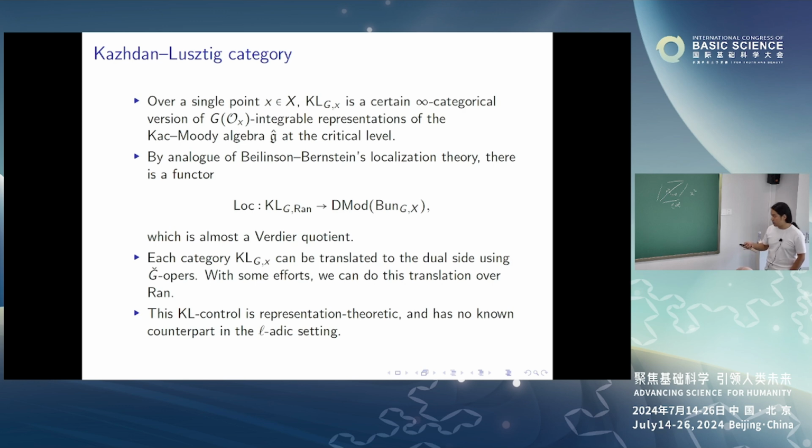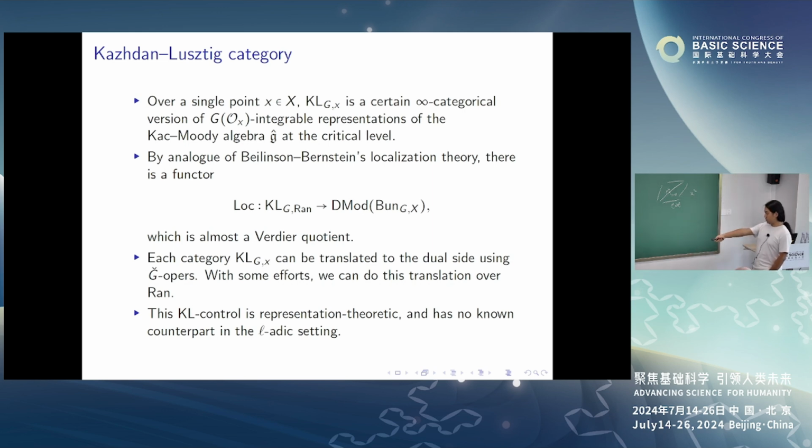By the word almost, I mean this thing is kind of larger than the image of that. More precisely, this Bun_G is not quasi-compact. If you restrict to a certain large enough quasi-compact open of this Bun_G, this functor becomes a Verdier quotient. Therefore, in some sense, you can control this category from the source by this KL. The reason this is helpful is because we can translate this category KL to the dual side, the Langlands dual side, by using the notion of G-check opers. This can be dated back to the work of Feigin-Frenkel, which I do not want to mention here.